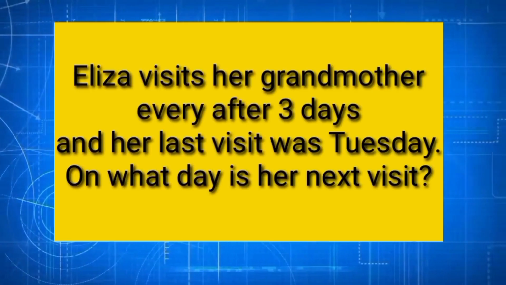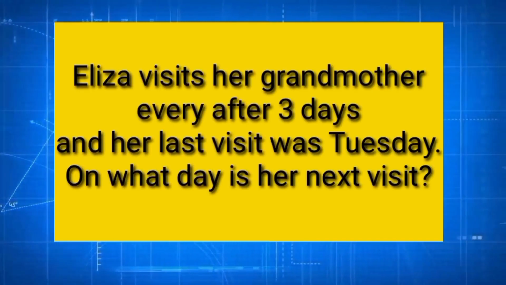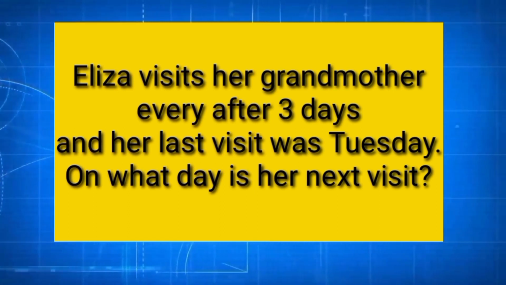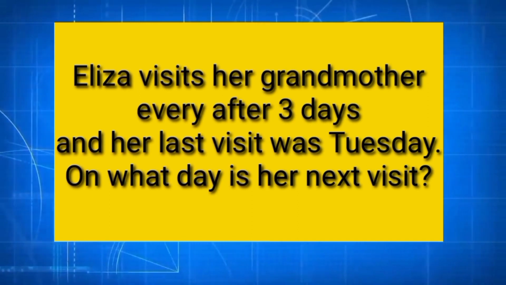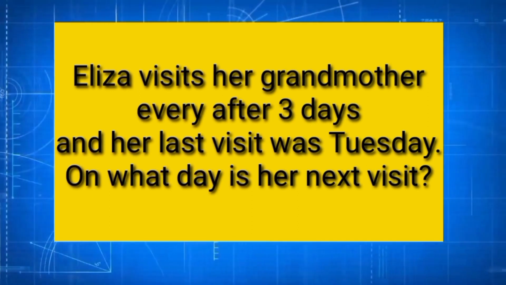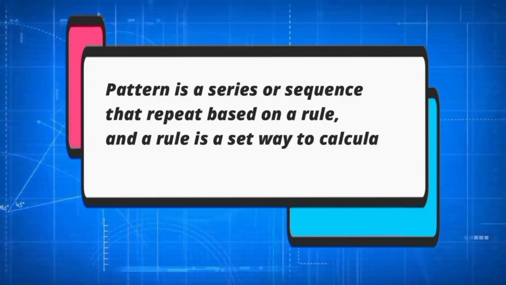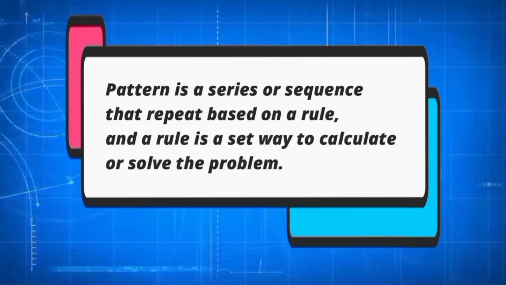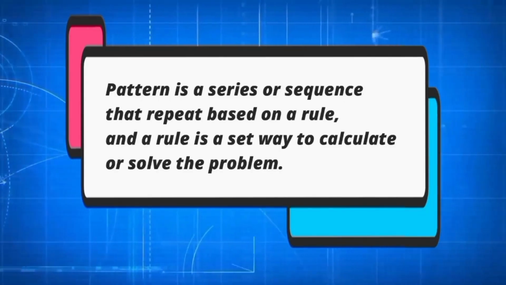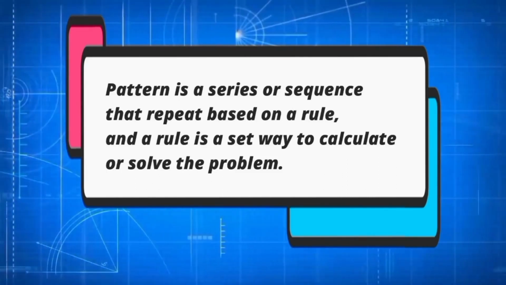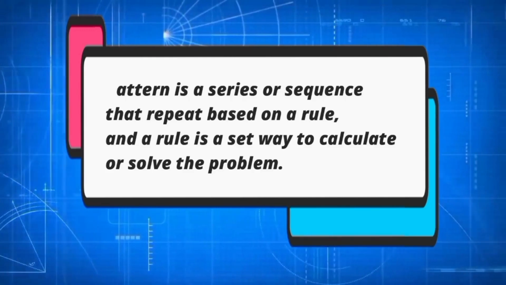Let's have another example. Elisa visits her grandmother every after 3 days, and her last visit was Tuesday. On what day is her next visit? To solve the problem, we look for a pattern. A pattern is a series or sequence that repeats based on a rule. And a rule is a set way to calculate or solve the problem.